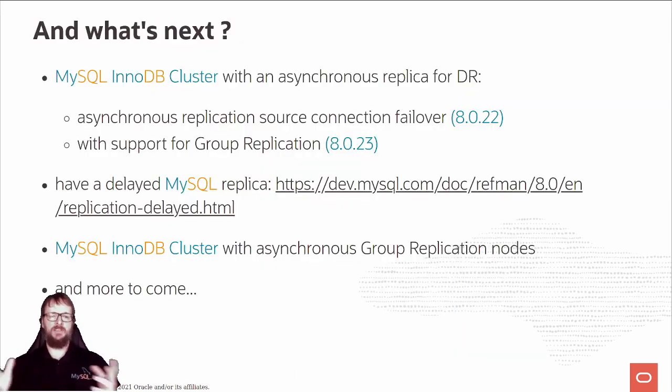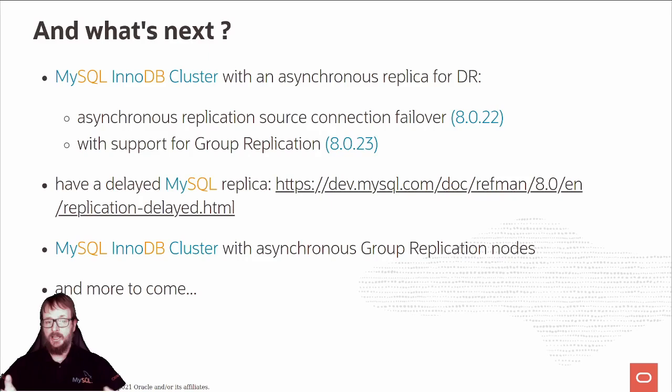So what's next when we have that? The next step is, for example, to have this InnoDB Cluster and have an asynchronous replica for disaster recovery somewhere else. And to do that, we have asynchronous replication source connection failover in 8.0.22, something we have added. We have a list of servers, and if the source is not available anymore, the replica will select another source from that list. In 8.0.23, that list is updated, supporting group replication. So that's very easy to do.